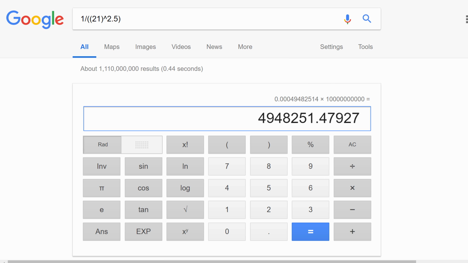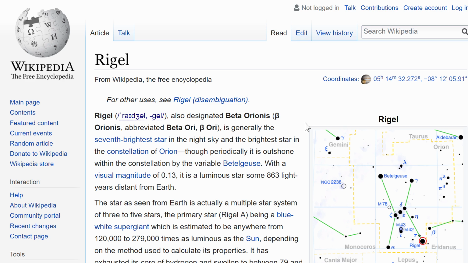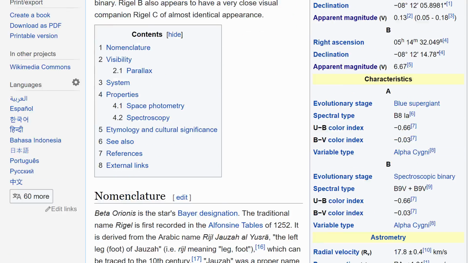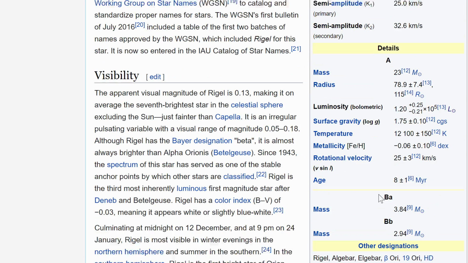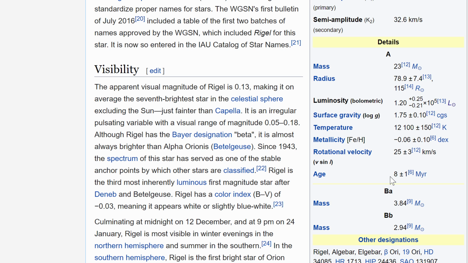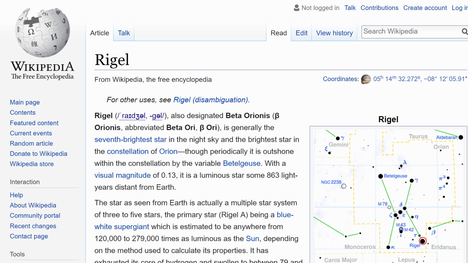But if you go on Wikipedia and type Rigel, you'll discover that we think its current age is close to about 8 million years. So there's a bit of a discrepancy, and that's because with the larger stars, there's a lot of other stuff happening that makes the calculation for their age, luminosity and mass a little bit more complex.